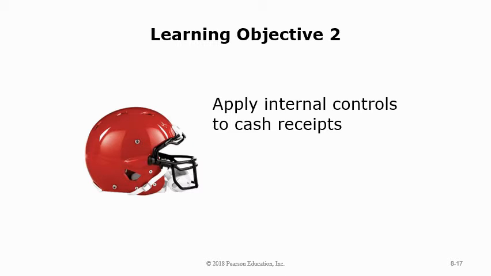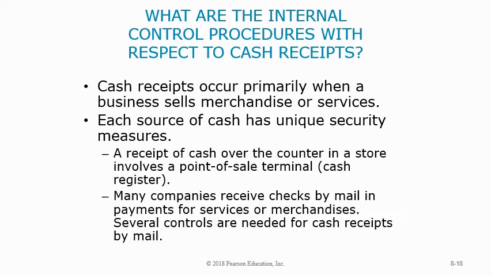Learning objective 2, we're going to apply internal controls to cash receipts. So what are the internal control procedures with respect to cash receipts? Cash receipts occur primarily when a business sells merchandise or services. When we sell something, we generate a cash receipt, and we have certain internal controls that control what happens with that. Each source of cash has a unique security measure, whether it's physical cash or a credit card, we have different security measures in place.